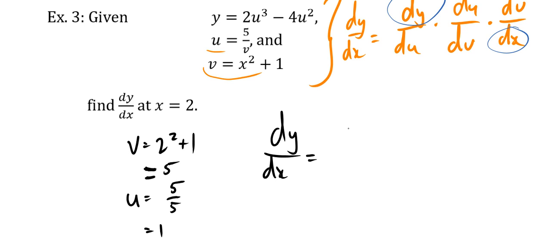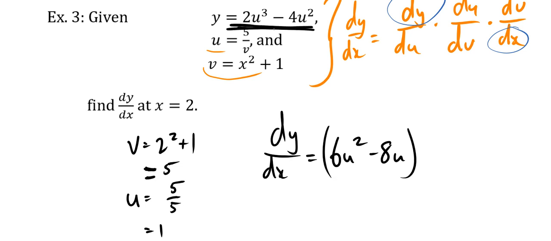So dy by du is the derivative of y. So that's 6u squared minus 8u. That was the derivative there, right? dy by du, times du by dv. That's this derivative.